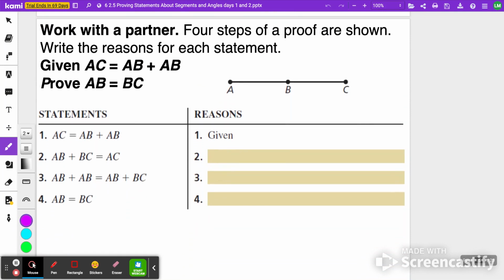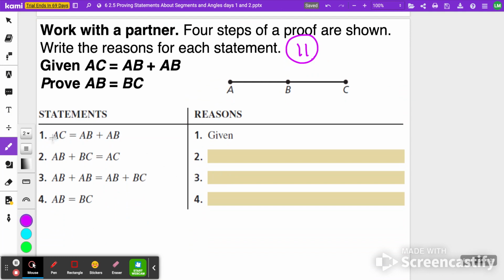These first ones, you can work with a partner, you can pause it, and then come back and try it and watch it. But what we're going to try to do is, if we know that AC is equal to AB plus AB, then how can we prove that AB is equal to BC? So if you want to, go ahead and take time now to pause the video here. But if you're ready to check, let's go ahead and continue to let it play.